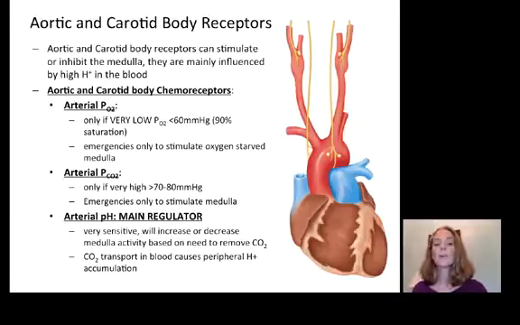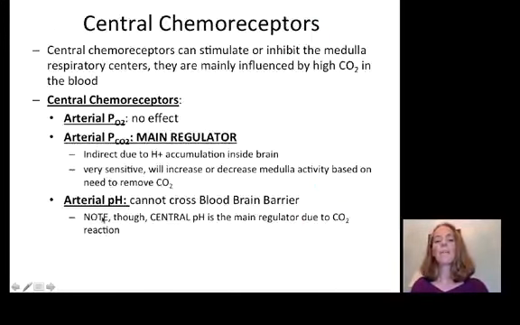So what is the partial pressure of oxygen normally in the arteries? Arteries should be carrying oxygenated blood. They should be at 100. Only if they drop all the way down to 60, this would be a major emergency, then will they send signals to the medulla. So the primary stimulus for the peripheral chemoreceptors is pH. The primary stimulus for the central chemoreceptors directly in the brain is carbon dioxide.